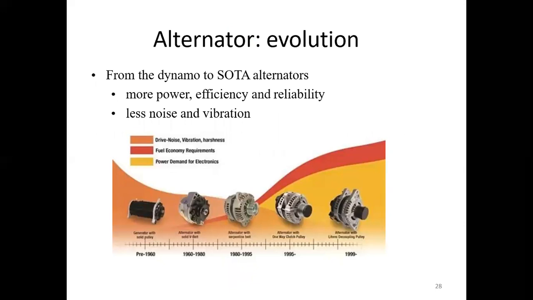Alternator evolution: from the dynamo to state-of-the-art alternators, with more power, efficiency and reliability, and less noise and vibration. These are the different alternators over the years, 1960 to 1999. In 1960, the drive noise and vibration were harnessed in the circuit, so the alternator defines the smoothness of the car.